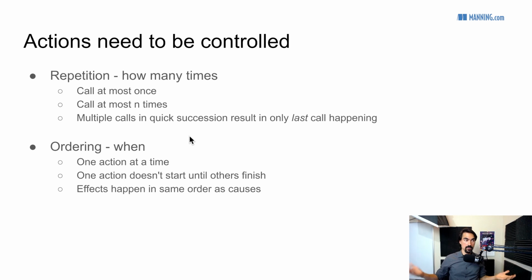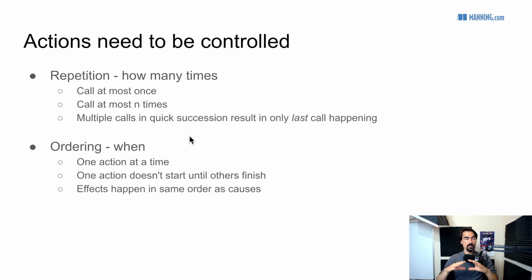Okay, so there's also ordering, which is basically when, because it's not about clock time, it's about when it happens relative to other things, which is just ordering. So one thing you might want is one action at a time. You don't care if A happens before B or B happens before A, but you want to make sure that they don't happen at the same time, right? So you can queue them up in some way so that only one happens.